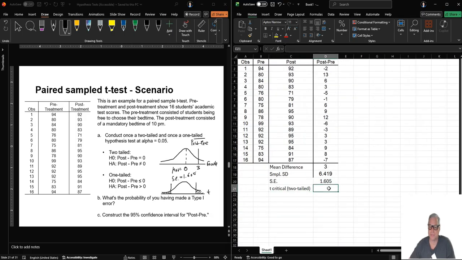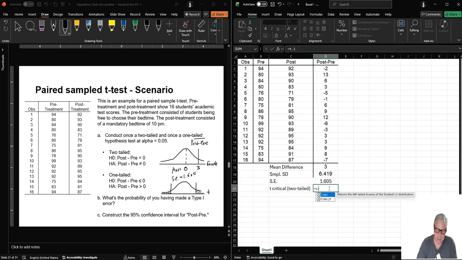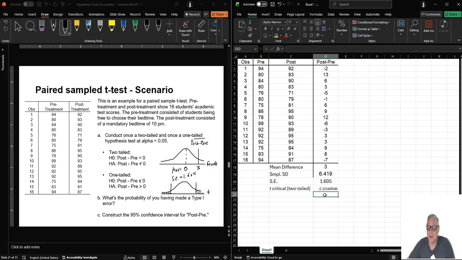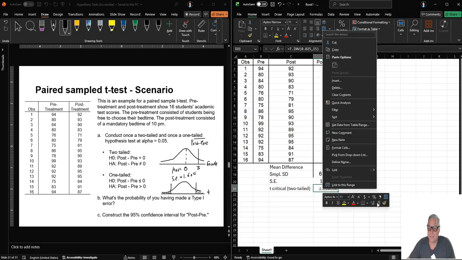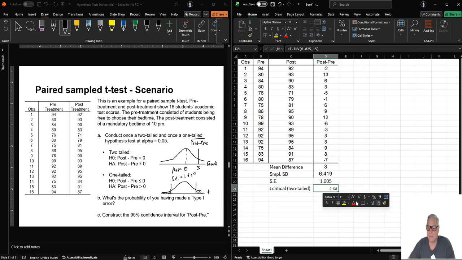And we would use the formula for that, which is equal to T.INV. Then the probability that we want is 0.025, because that will be the probability in one corner of the distribution, and in both corners it is 5%, and degrees of freedom we have 15. Okay, so now we get a critical t of negative 2.131.